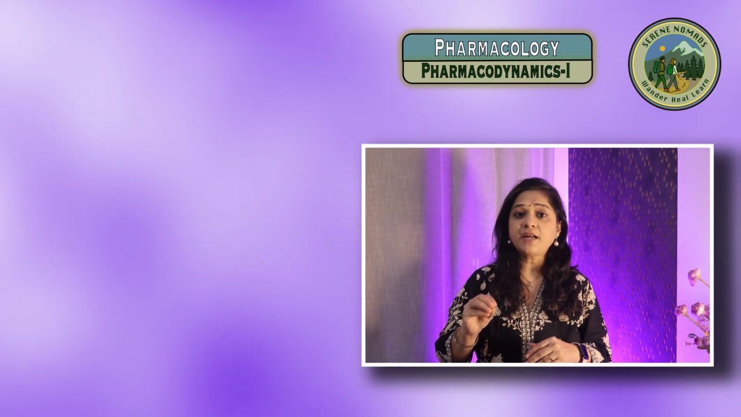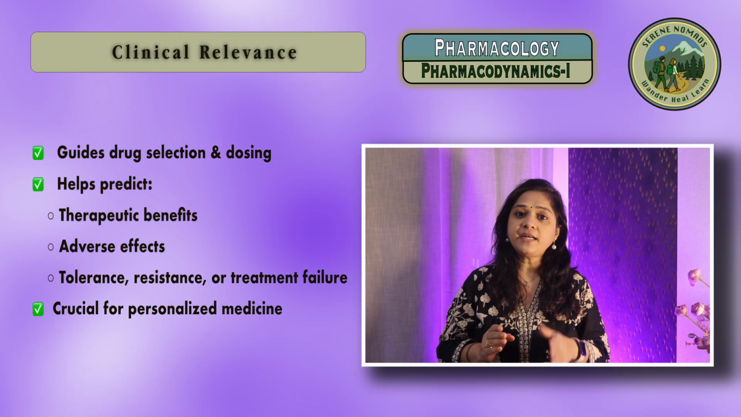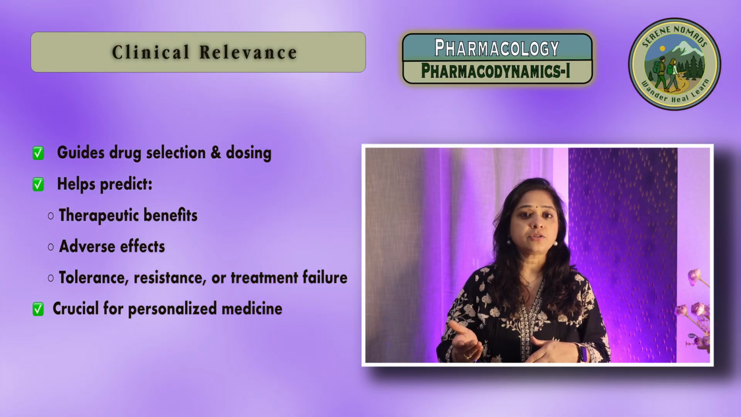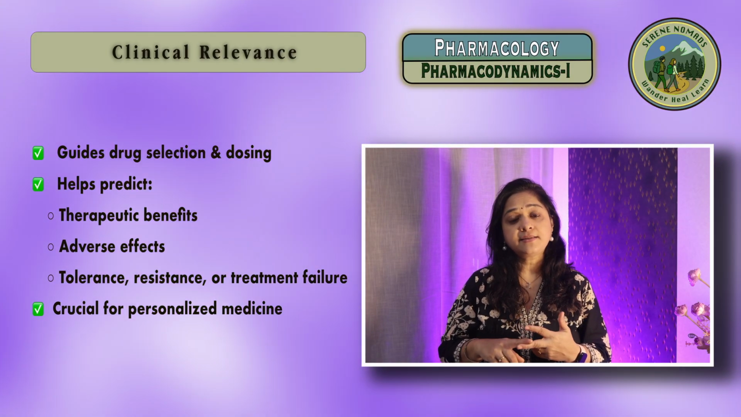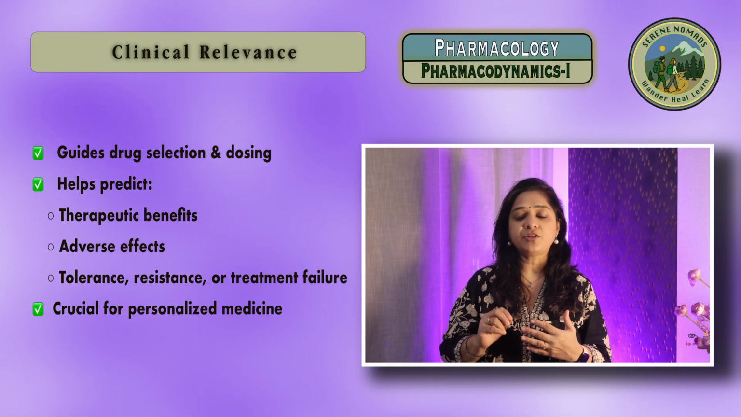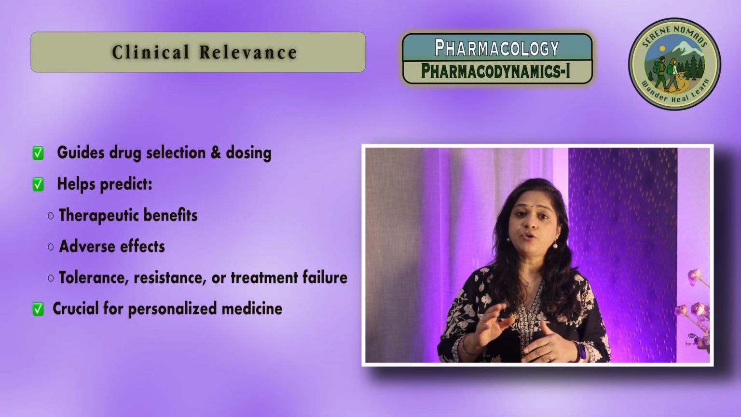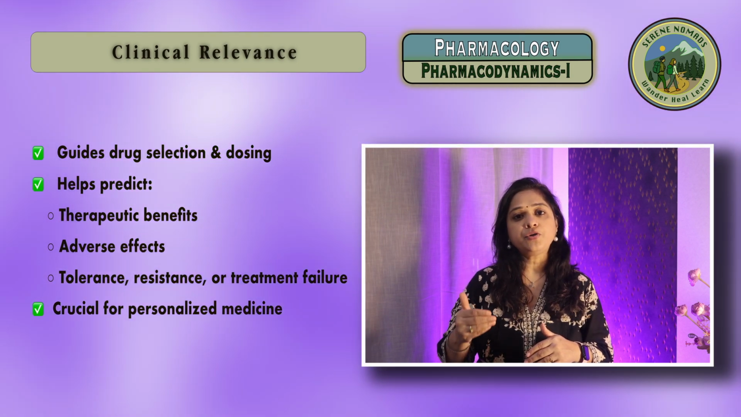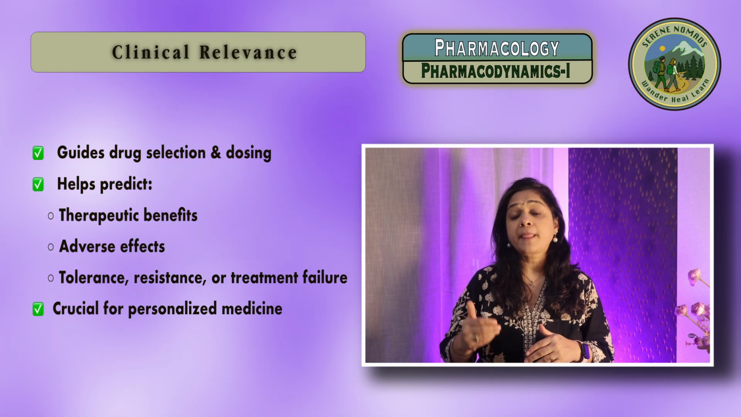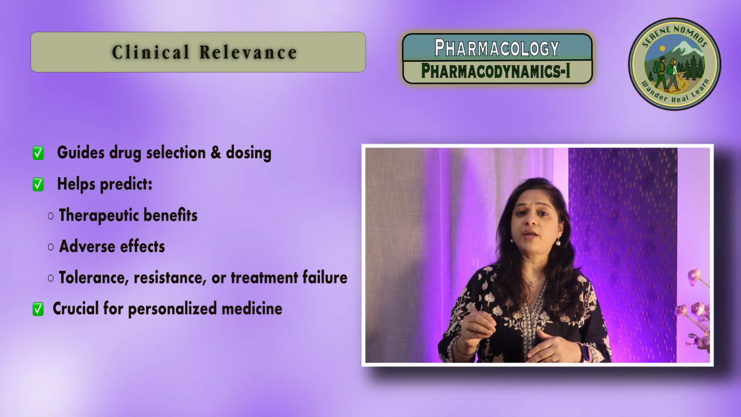Understanding drug receptor interaction helps doctors to select the right drug, predict its response, and tailor the dose. It also explains phenomena like tolerance, resistance, or drug failure in some patients. To summarize, drugs bind selectively to receptors, which then activate downstream pathways to produce a pharmacological effect. Understanding these interactions is key to mastering pharmacodynamics.